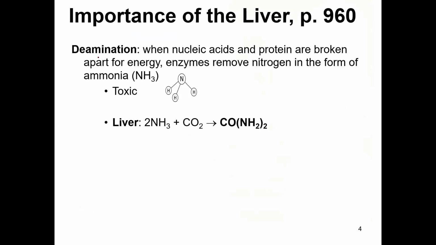Well, here is the general strategy. Deamination, if you remember your biochemistry: if you're eating nucleic acids and proteins and they get broken down for energy, enzymes remove the nitrogen in the form of ammonia. Well, that's really toxic, and that's okay if you're a fish because you're in a water environment and that just goes right through you. But what happens if you're on land, like a human? This is too toxic, it would kill you.